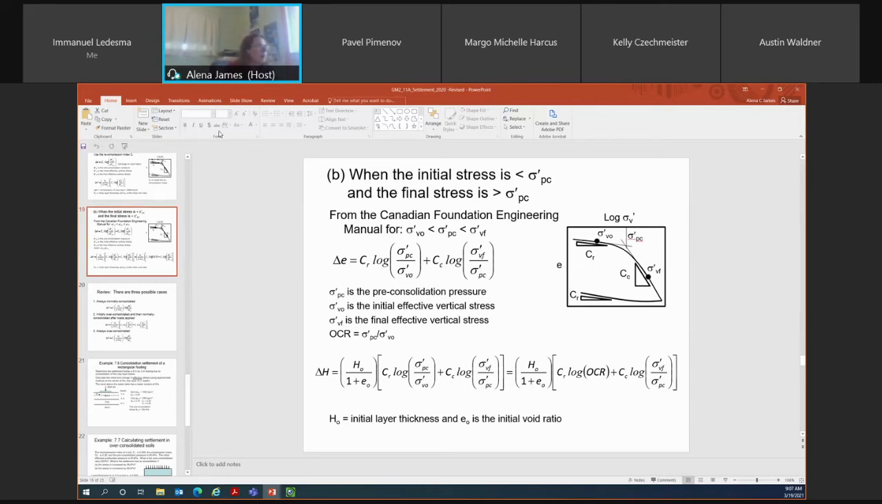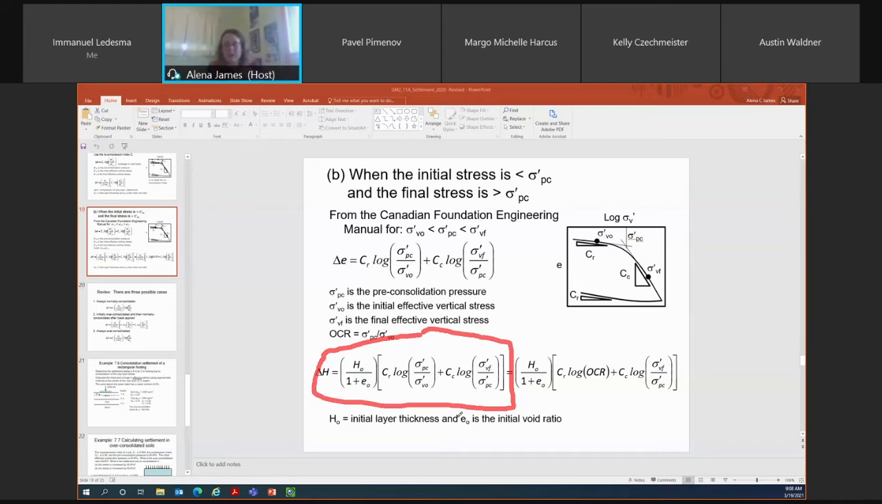If that is the case, we have this whammy of an equation to use, and it's this equation right here. So delta H is equal to H naught, which is just the thickness of your soil layer, divided by 1 plus e naught. And then that's times your recompression index times the log of your pre-consolidation pressure divided by your initial effective stress, plus your compression index times the log of your final effective stress divided by your pre-consolidation pressure. So that's all in brackets again. You can go through and plug and chug through those numbers, and you would be able to calculate what your settlement would be for the hybrid option.